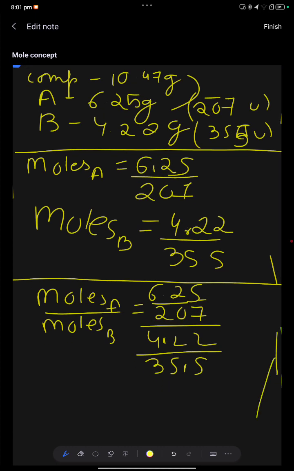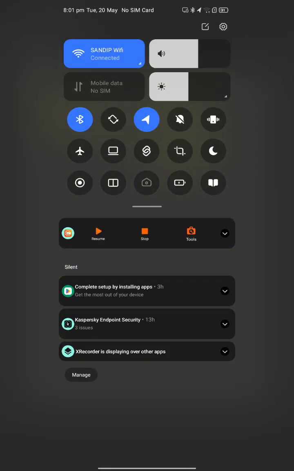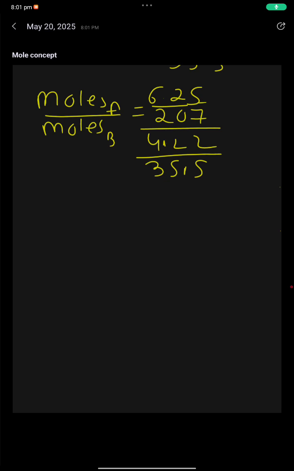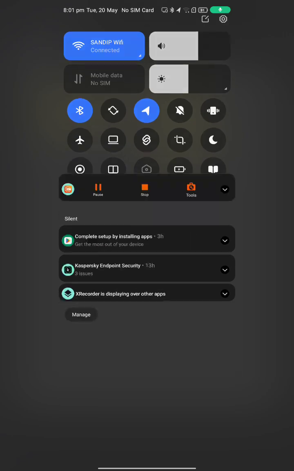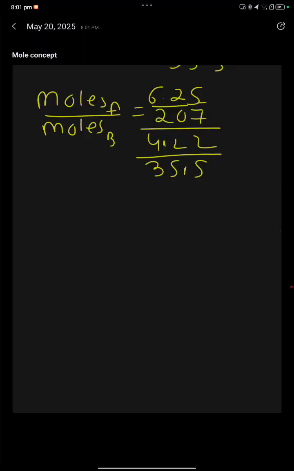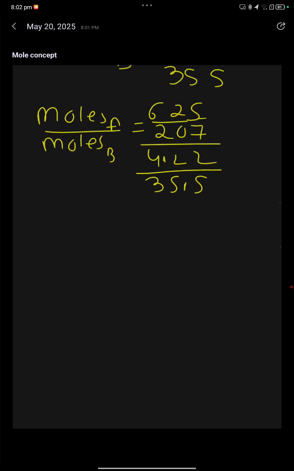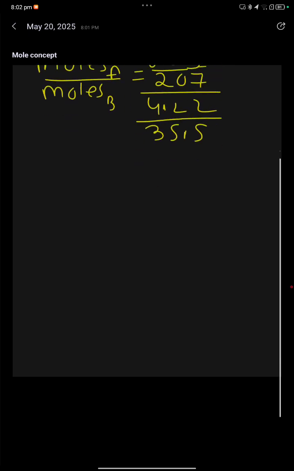Okay, now I will need some space. Sorry, I will need some space. So yeah, I got the space. So to calculate this, we have to again solve this expression. Sorry, what is happening?